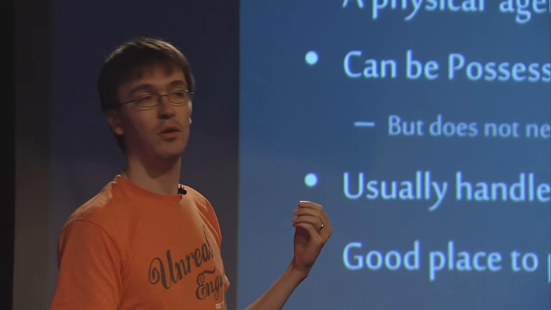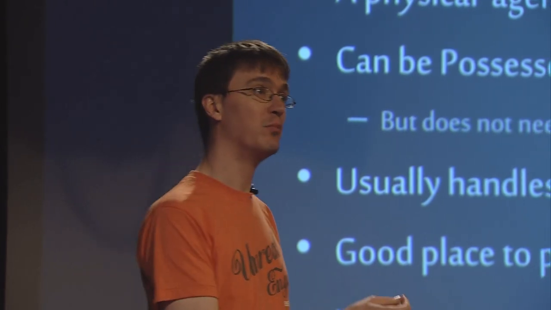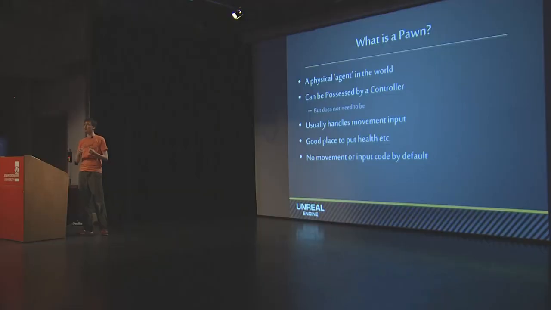So pawns can be possessed by controllers, they don't have to be. Normally a pawn handles the input, so when you press a key, it's normally the pawn that knows what to do with that. That way, if you have lots of different pawns in the game, you could imagine a game with lots of different types of vehicles you could drive. They'd each have their own handling of the input, because it means different things for each one. And you'd want to put things like health inside the pawn, those kinds of things.